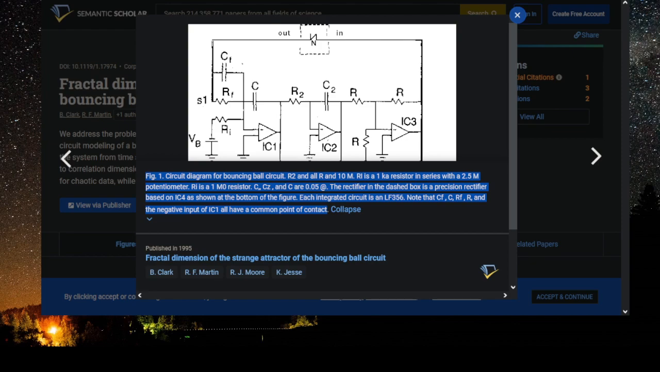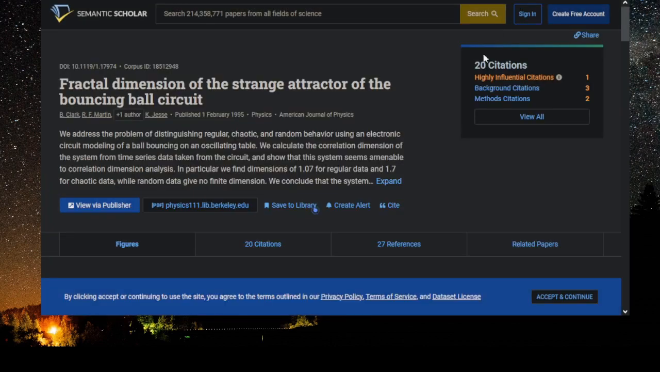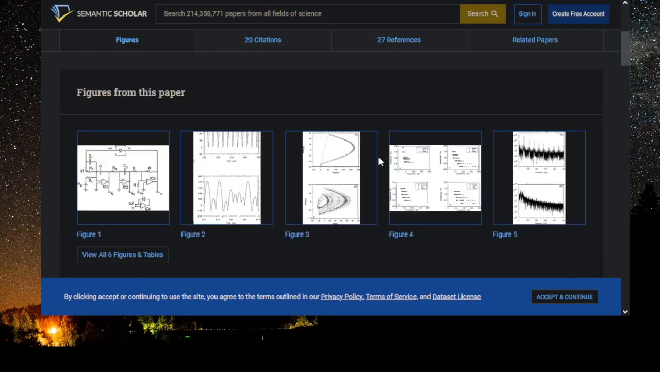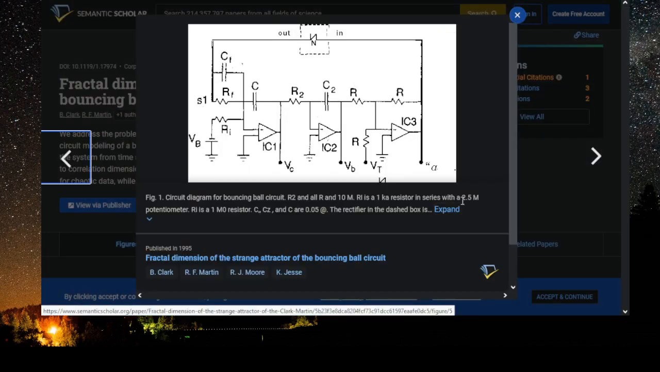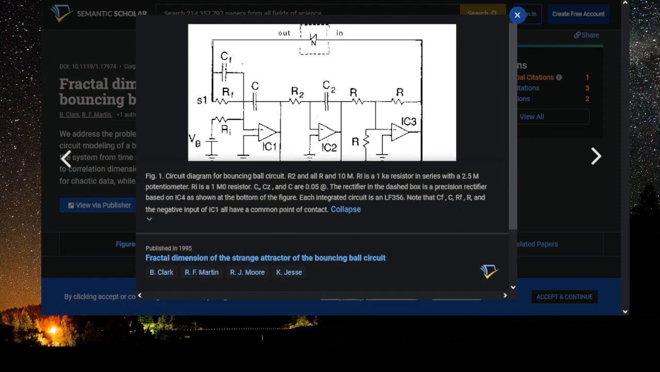R2 and all R are 10 megohms. RI is a 1K resistor. RI, where's RI? That's here. In series with a 2.5 megohm potentiometer. I don't see that. Huh. I don't see. RI is a 1 megohm resistor. RI is a 1K ohm resistor. What? C, and CR.